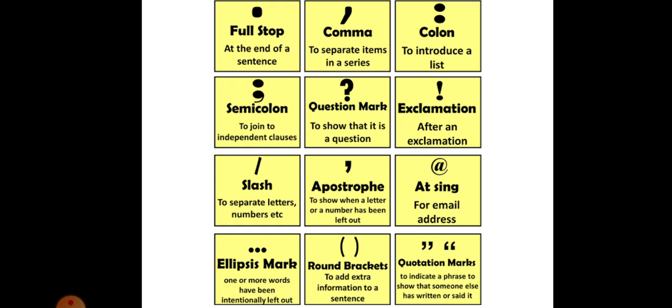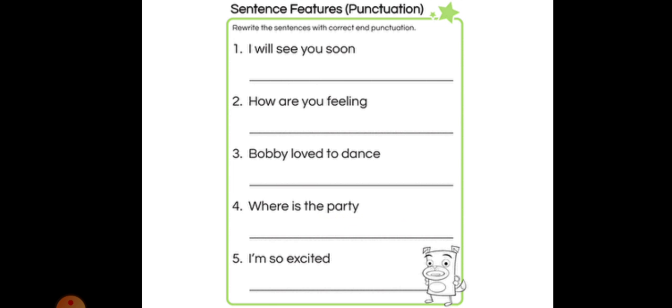So students, all you have to do is to remember the functions of the full stop, question mark, exclamation mark, because these are the punctuation marks that have been covered in your worksheet that we are going to do right now. Here is the worksheet, and this is also going to be your homework for the day. The 5 sentences are written here. You have to put the right punctuation mark in these sentences.